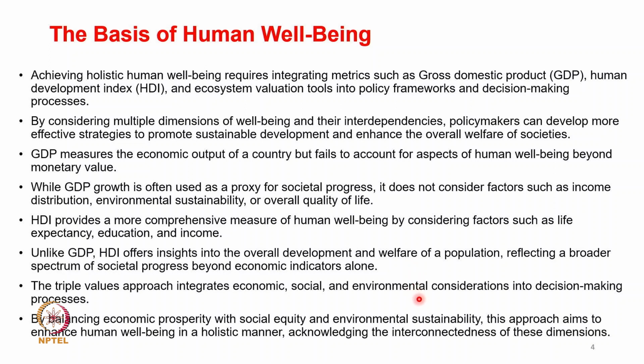So what are the triple values? You need to have an economically improved society, a socially just society, and an environmentally benign society. So economic, social, and environmental considerations are typically useful in decision making. A standard decision making process will mostly look only at factors such as economics. But there are things beyond that impact the society around you and also the environment around you.